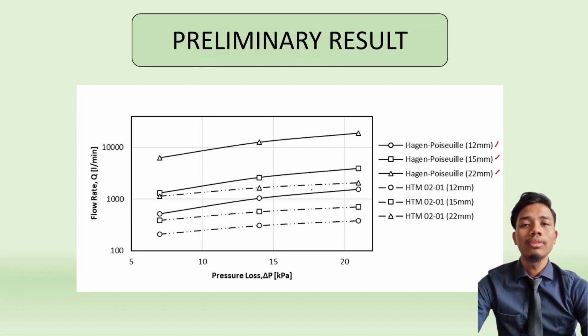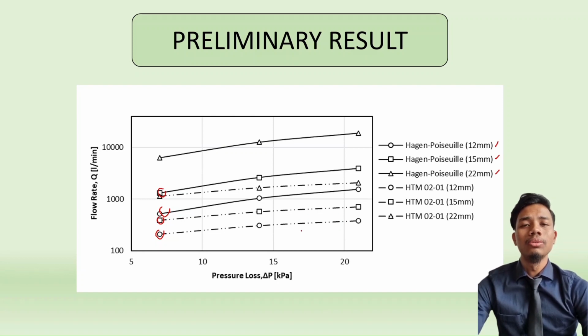Then the graph of flow rate versus pressure drop is plotted and compared with HTM-0201. From this graph, it is clear that the correlation between Hagen-Poiseuille and HTM-0201 is insignificant. Furthermore, it is known that the Hagen-Poiseuille equation was developed for steady-state laminar flow. Therefore, an equation that considers turbulent flow is required to be applied.